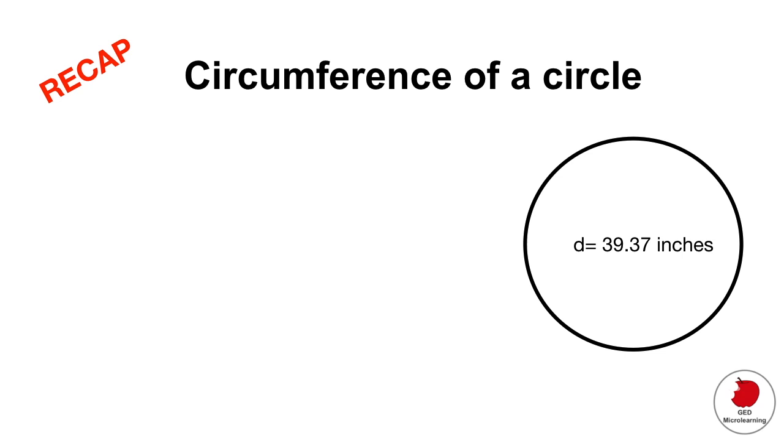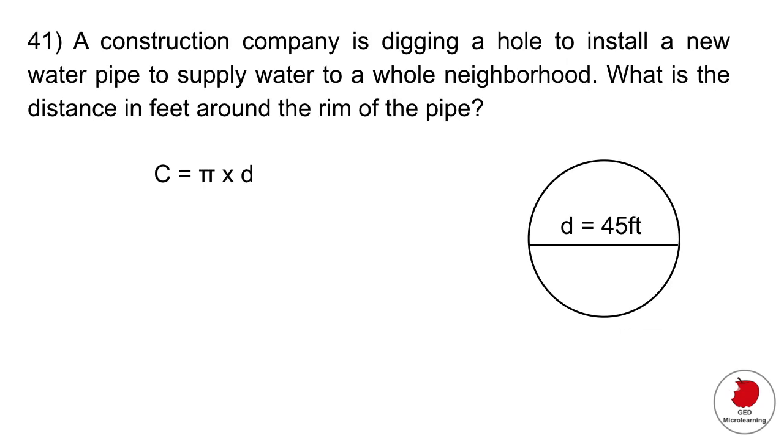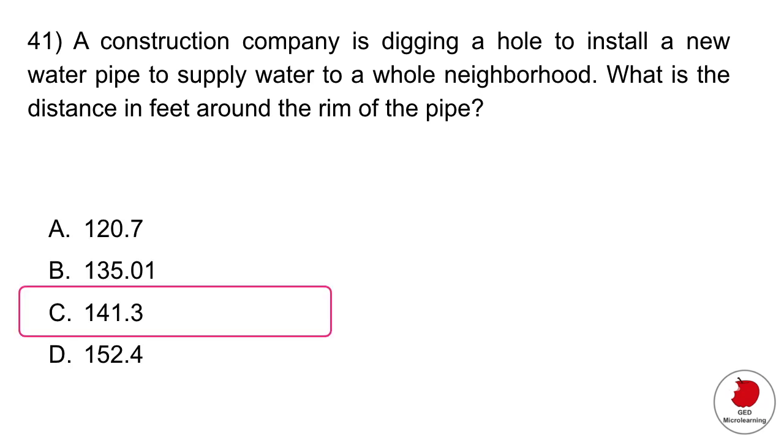So just as a recap, when we look at the circumference of a circle, the formula is C equals pi multiplied by the diameter. Do remember that all of these equations will be provided for you, but you do need to understand when to use them and what they mean. Remember that the symbol pi is equal to 3.14. So you would multiply that by the diameter of the pipe that they're giving you there, which is 45, and that gives you the circumference around the pipe, which is 141.3, option C.